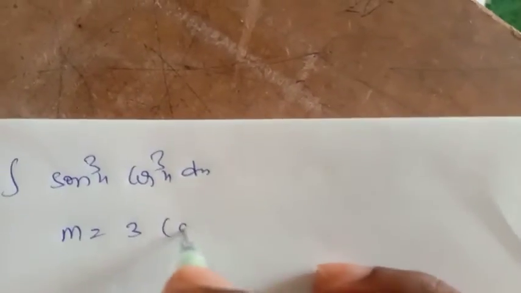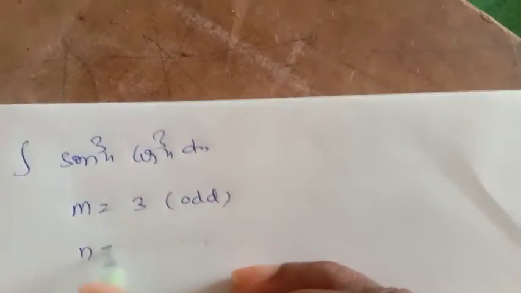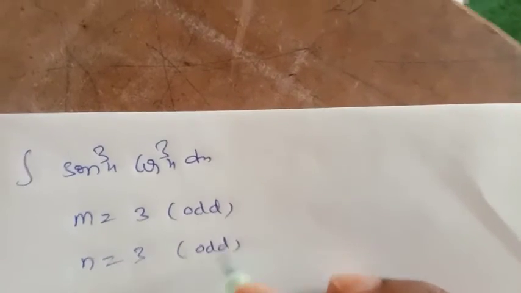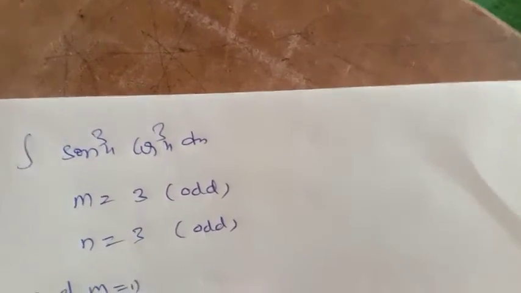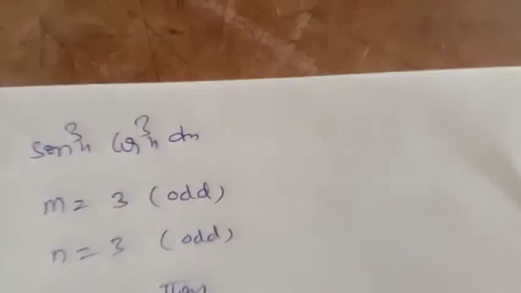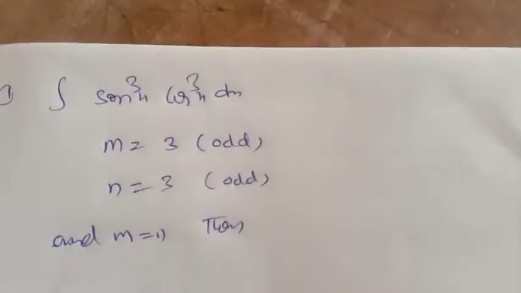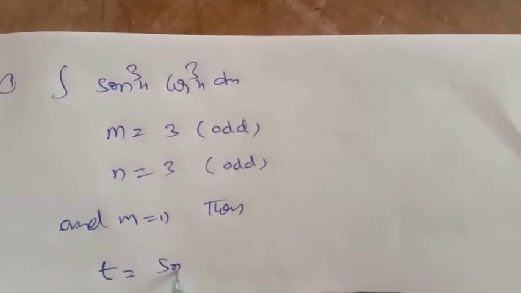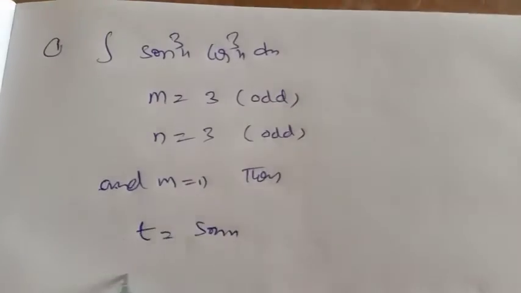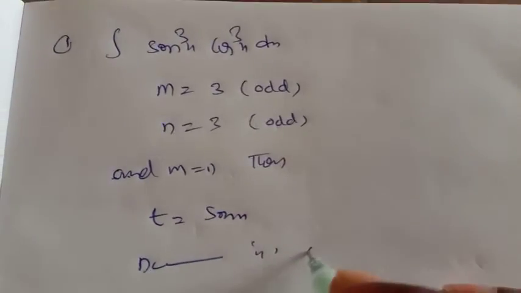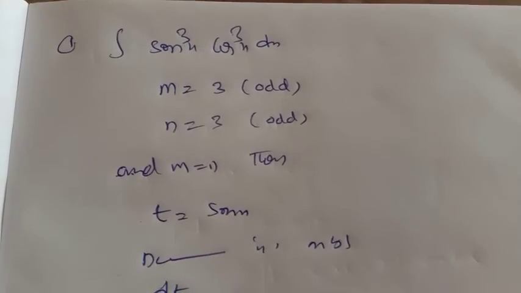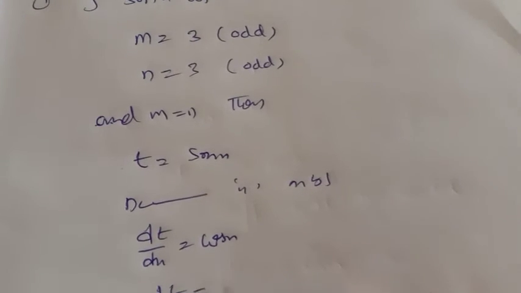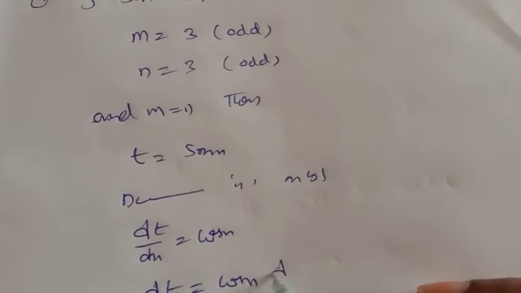Here the power of sin x is 3, is odd number. And second condition is m equal to n. Then we will take either sin x or cos x. Then we take t equal to sin x and differentiating with respect to x on both sides, we get dt equal to d by dx of sin x, that is cos x, and cross multiplication we get cos x into dx.